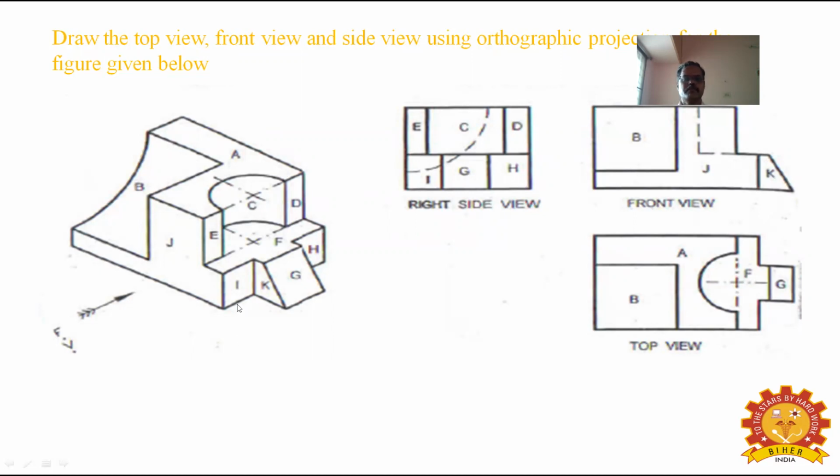The K part merges with this J part. Now, after completing this, you have to draw the C part. C has hidden edges, so you have to draw it in hidden lines only.